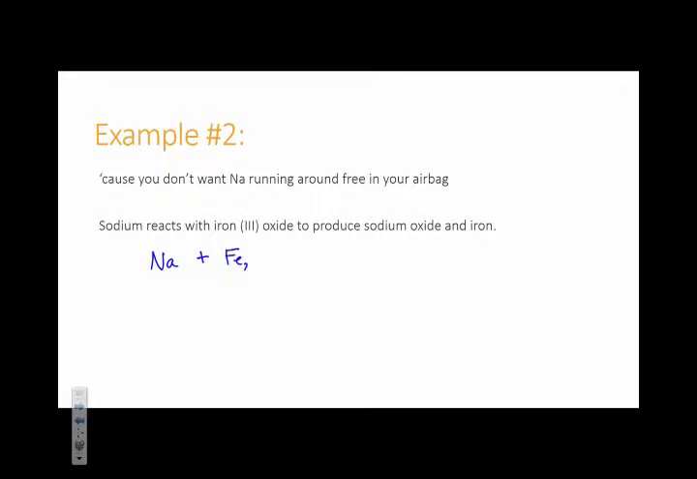Iron 3 oxide, which is Fe2O3. Those are my reactants. The reason I know that is because it tells me this reacts with this, and then it says to produce these guys. So here are my products, and here are my reactants.